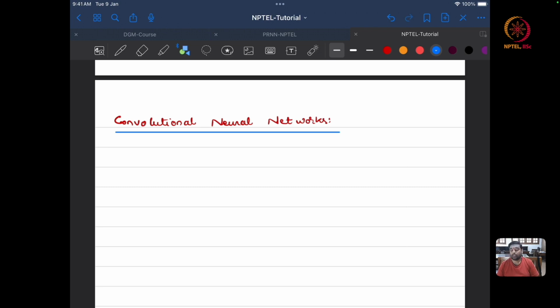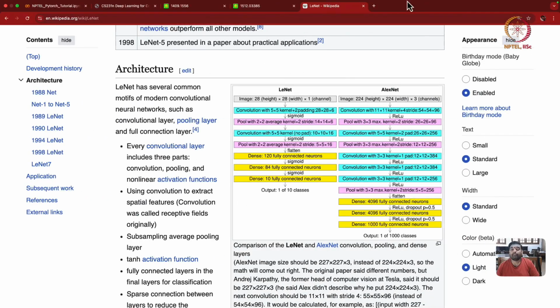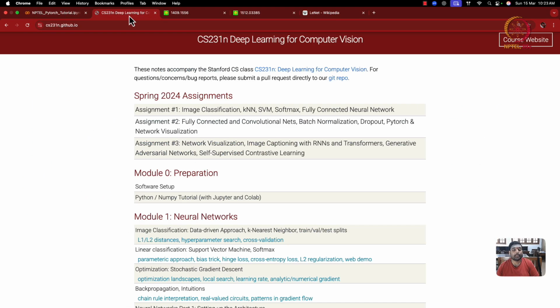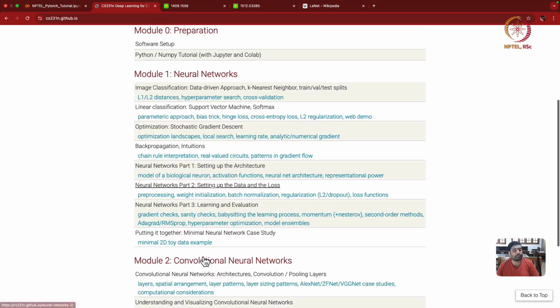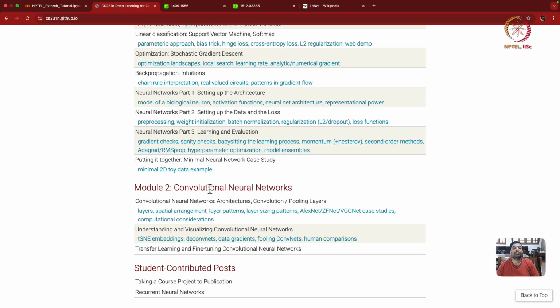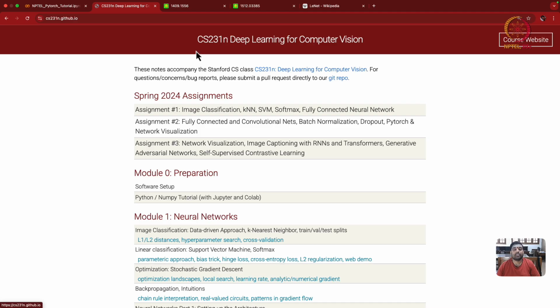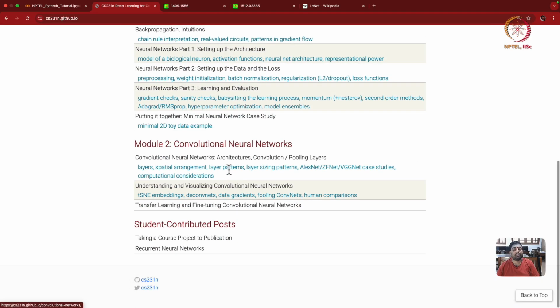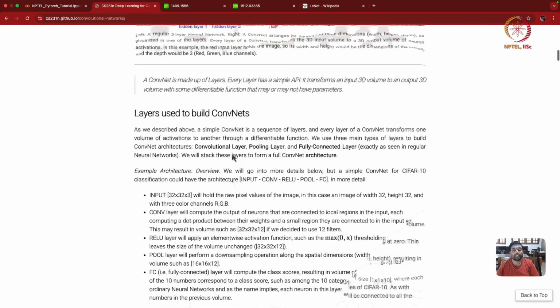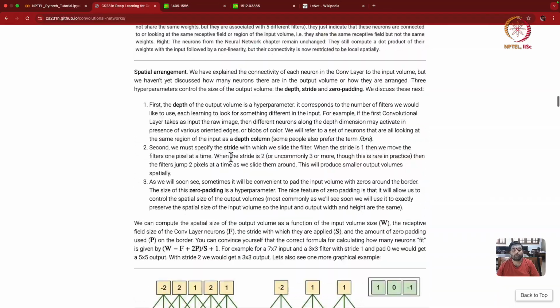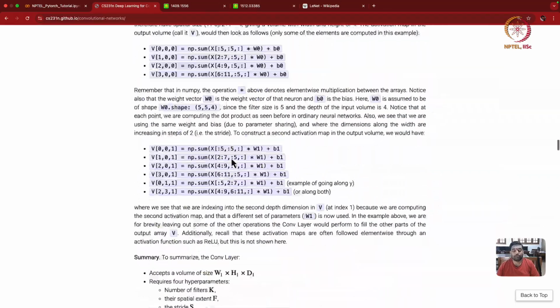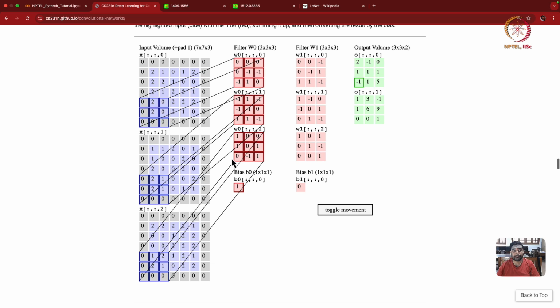Now we will look at a very nice graphical implementation of CNNs. This was done in the Stanford CS231 Deep Learning for Computer Vision course. We are looking at its official website, where we will go to convolutional neural networks and try to understand visually how a CNN works.